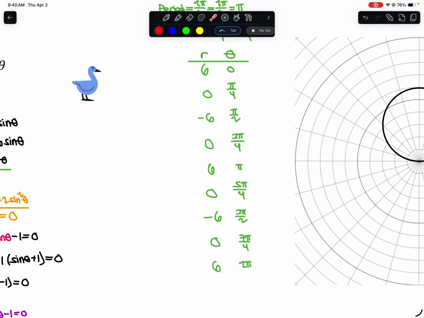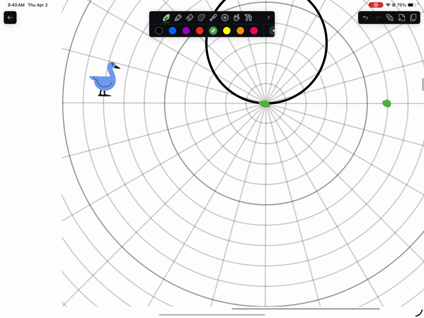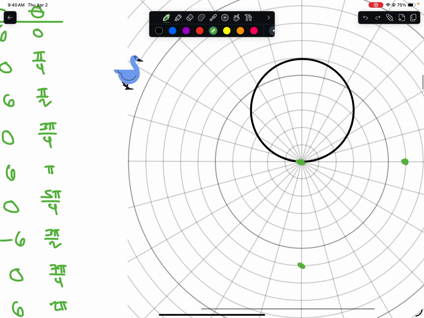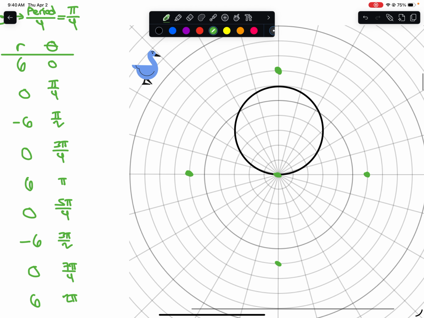So when I graph the rows, it's going to be 6 in the direction of 0, then the pole, 6 in the direction of 3 pi over 2, but it's negative, so it's actually going to be negative 6 in the direction of pi over 2, which is the same as 6 in the direction of 3 pi over 2. And then we're going to go over here towards 6 in the direction of pi, and then we're going to go 6 in the direction of pi over 2.